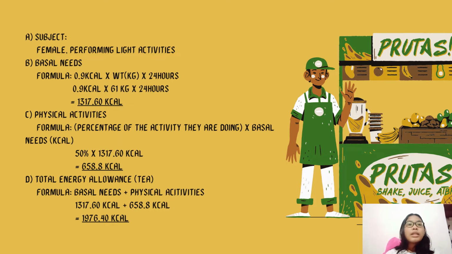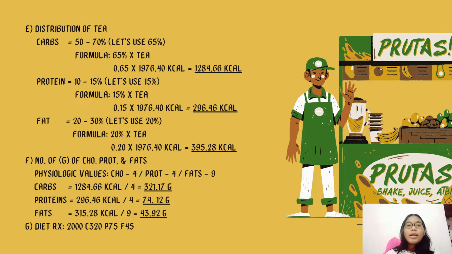Letter D is total energy allowance or T, which has a formula of basal needs plus physical activities. It is equal to 1,317.60 kilocalories plus 658.8 kilocalories, which is equal to 1,976.40 kilocalories.